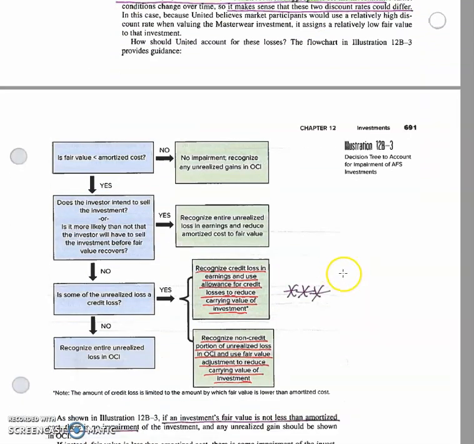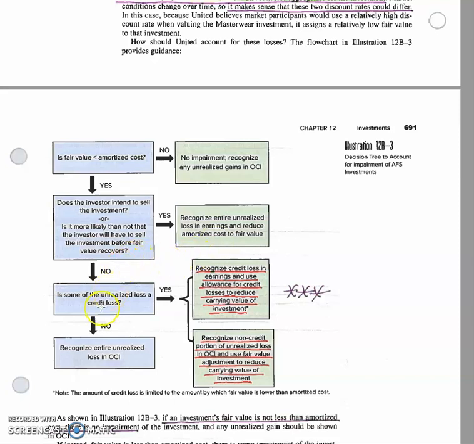There's a flow chart that gets into when you have to estimate a credit loss. If the fair value is less than amortized cost, in other words, amortized cost is bigger than fair value, then does the investor intend to sell the investment? Or is it more likely than not that the investor will have to sell the investment before fair value recovers? If the answer is yes, we recognize the entire unrealized loss in earnings and reduce amortized cost to fair value. In other words, we don't need to deal with the credit loss there because we're going to sell the investment. We have to go ahead and recognize the entire loss in net income immediately.